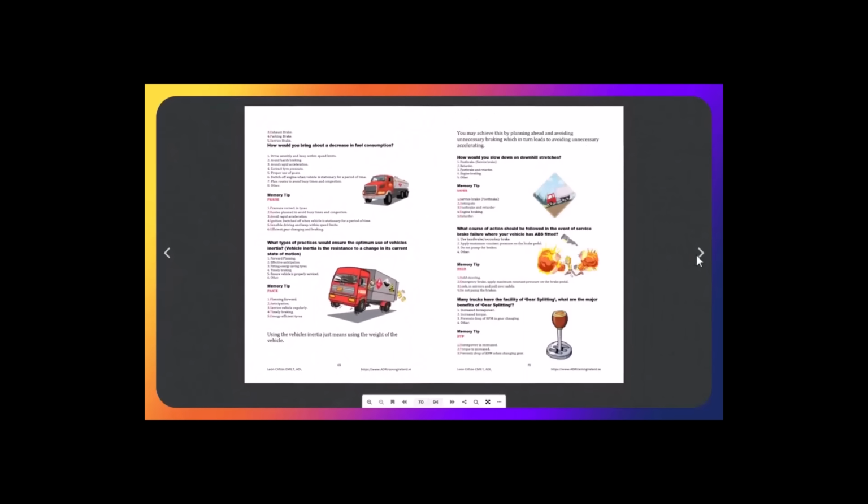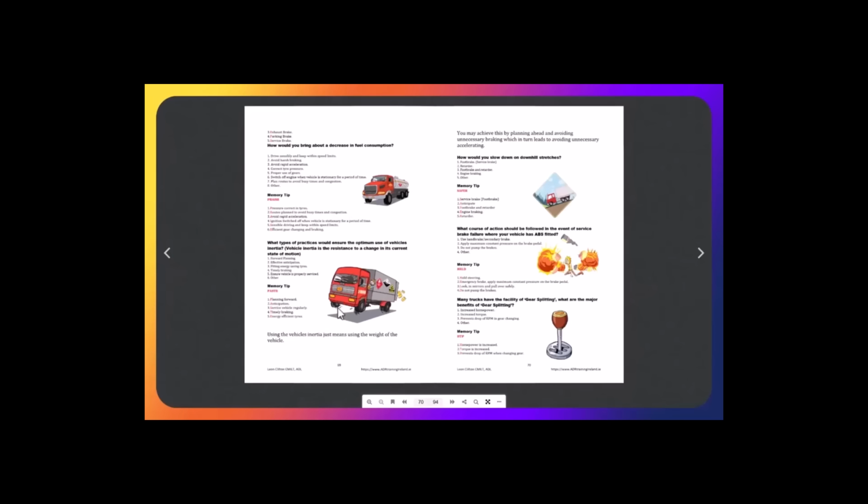And the inertia question. What types of practice would ensure the optimum use of a vehicle's inertia? Sounds very complicated. Vehicle's inertia is its resistance to change its current state. It sounds like such a complicated question, but it isn't. All it's asked you really is how would you use the body weight of the vehicle? What best practices, what best way would you use the weight of the vehicle to help aid your driving?